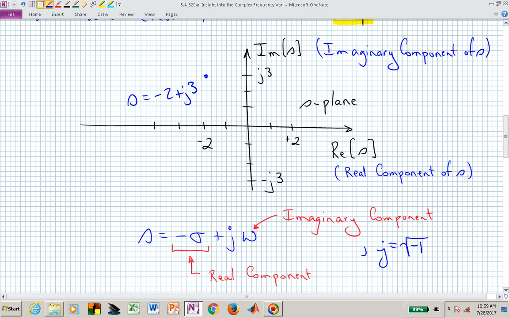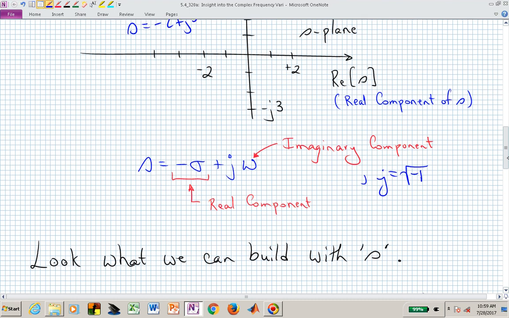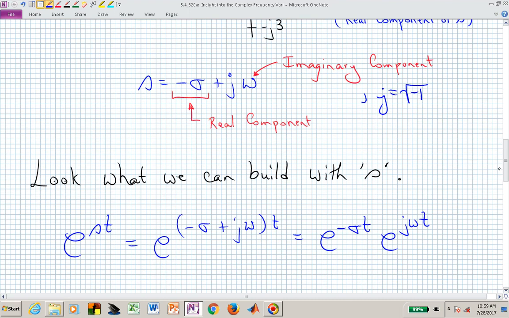And the notation might be S is equal to minus sigma, that would be the real component, plus j omega. We do that because a lot of times I like to have sigma being a positive number, and most of the time we like to be evaluating expressions when S has a negative real part. That gives us the exponential decay that is associated with nice waveforms.